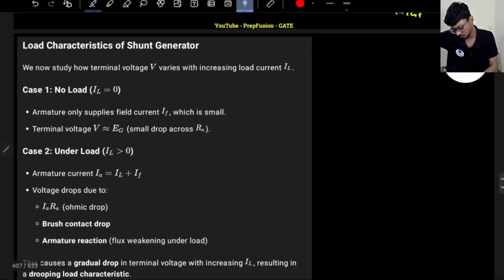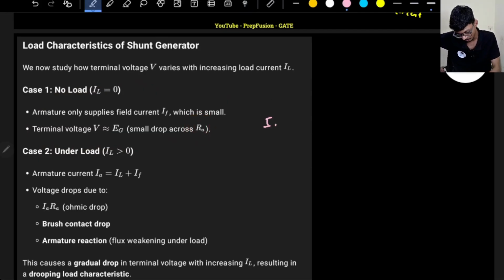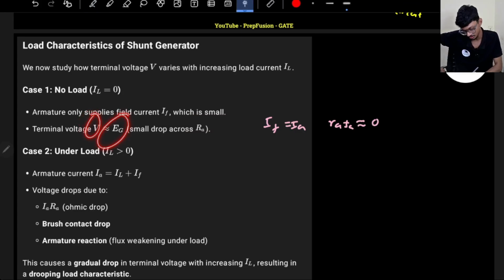In case of no load, it will be just like the open circuit characteristics, whatever we have discussed. We assume that the drop across the armature is very small, as the IF current is very small, because IF is roughly equal to IA, and I know IF is very small, so RA into IA is also roughly assumed to be 0. So the assumption is that the voltage V equals EG.